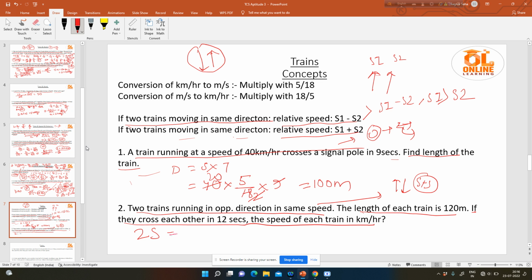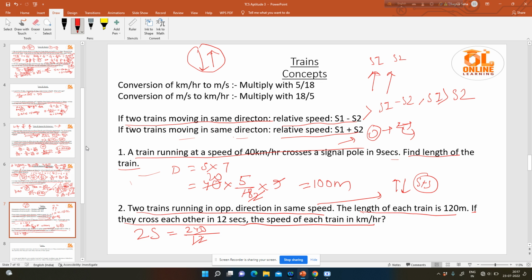We have to find the speed. The length of each train is 120 meters, so we have to add their distances because they are moving in opposite directions. We have to add their lengths. Speed is distance by time, so their total length would be 240, as one train's length is 120 meters. It is given they have crossed each other in 12 seconds.